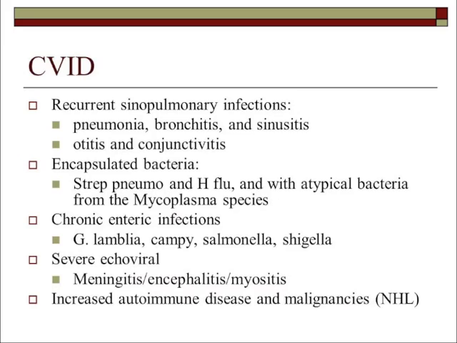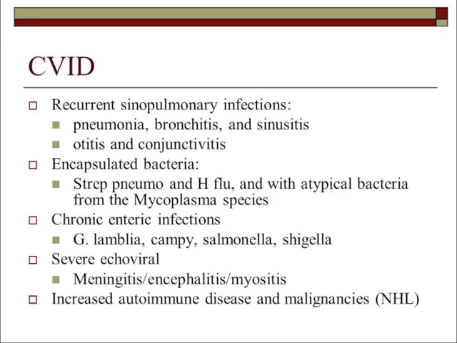So CVID, again, recurrent sinopulmonary infections, right, because this is under the immunoglobulin defects. Pneumonia, bronchitis, sinusitis, etc. It's usually going to be with the encapsulated bacteria, so strep, H. flu, and more atypical bacteria like Mycoplasma species. They're going to have a lot of chronic enteric infections with Giardia, Campylobacter, Salmonella. The GI stuff is going to be a lot less than the top two things, but it's definitely something, and about 30% of patients are going to present with these chronic GI infections. And then even less are these severe echoviral infections with meningitis and encephalitis.